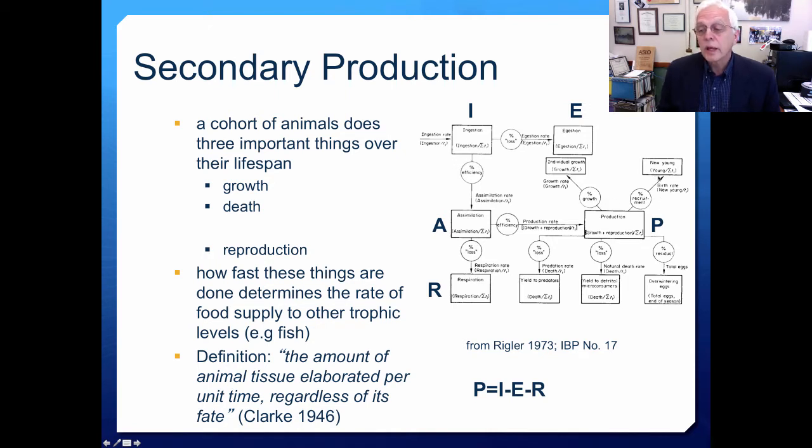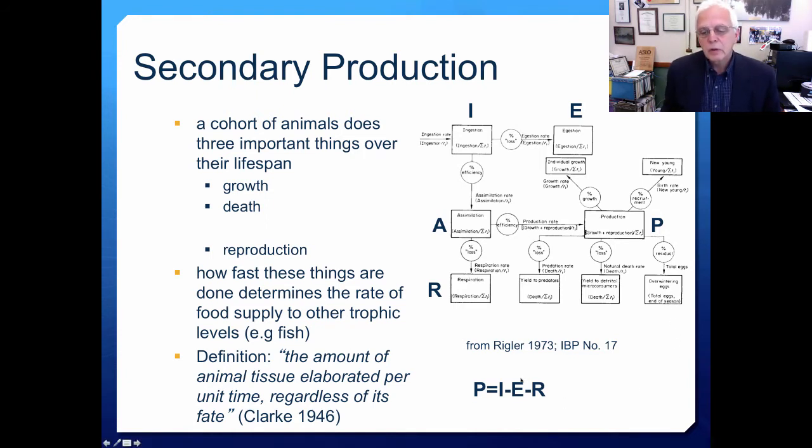Now, of that production, some of it's lost to a predation rate, some of it's lost to a natural death rate, and some of it is also lost to overwintering eggs. But overall, regardless of its fate, whether it goes into growth, production of new young, loss to predators, loss to detrital microconsumers as natural death rate, or to overwintering eggs, this whole quantity is the secondary production and is potentially usable by a subsequent trophic level.